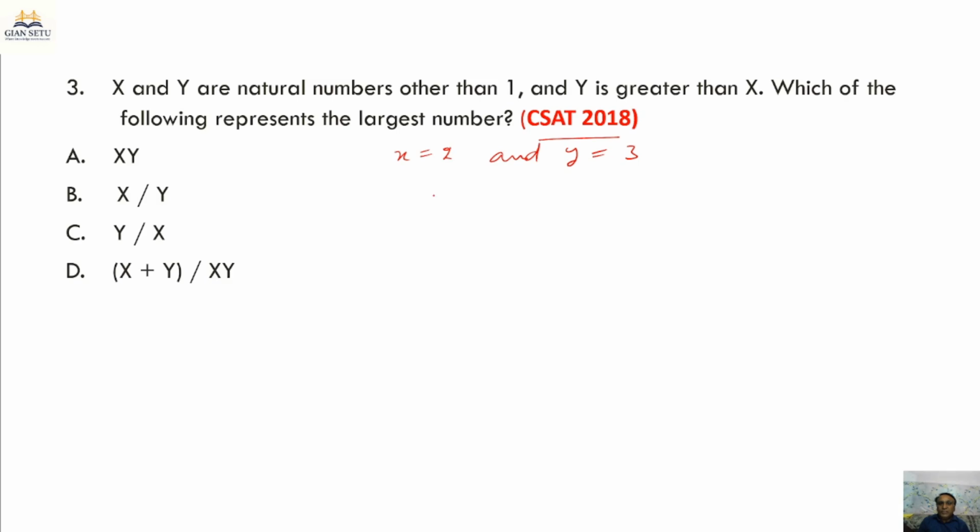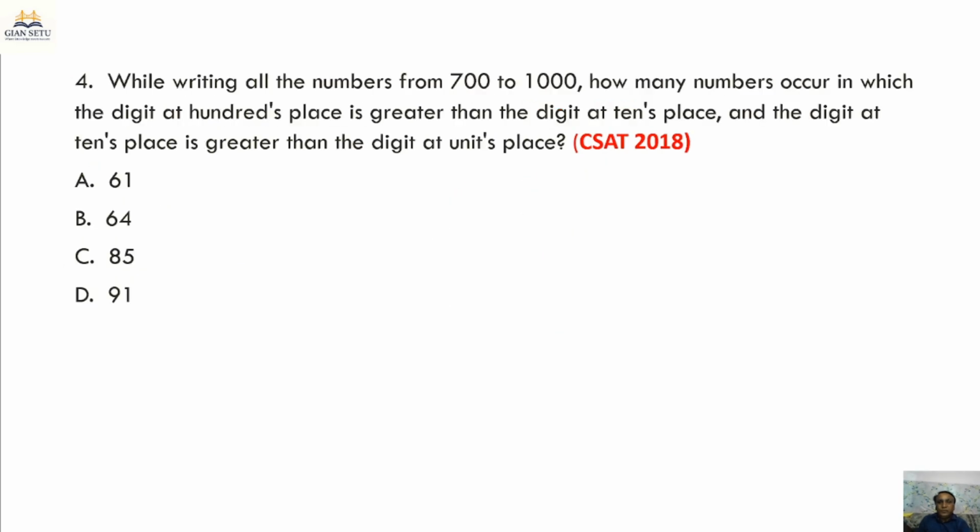which option has the largest number. Okay, now let's see. Product of both these numbers will be 6. That means when we divide x by y, it will be 2 by 3, and in option C it will be 3 by 2, and option D it will be 5 by 6. So from all these options, option A is the largest number. So the right answer is A here. Now let's move to question number 4.